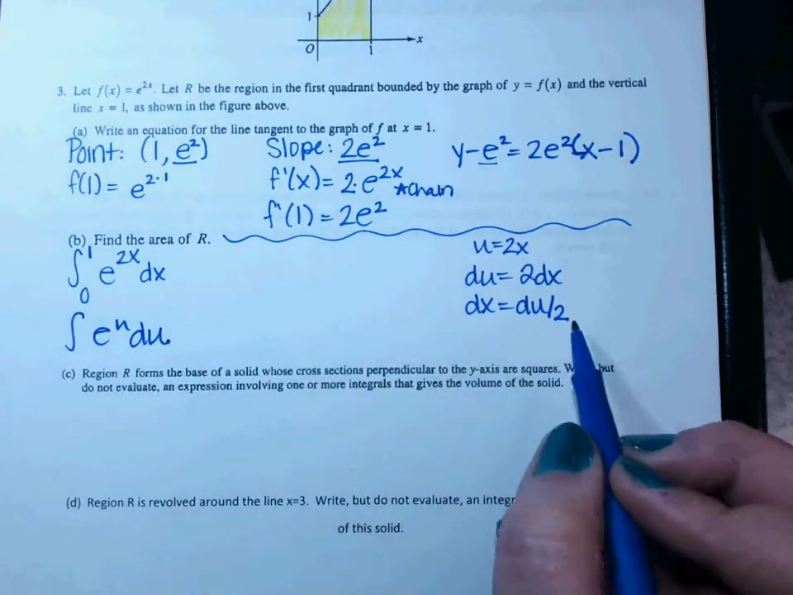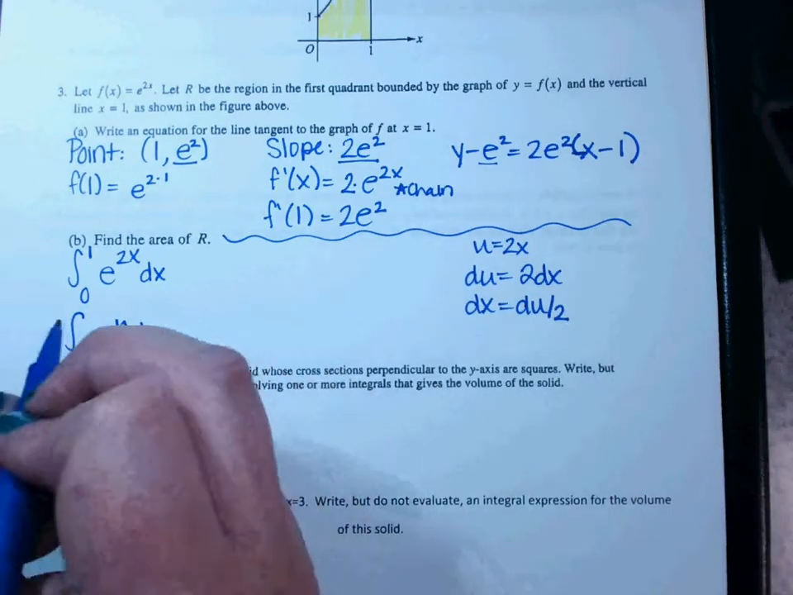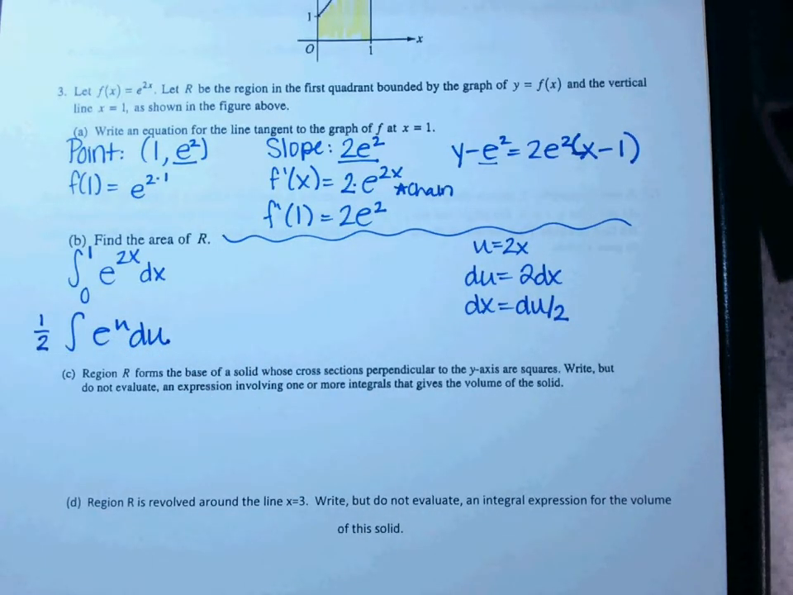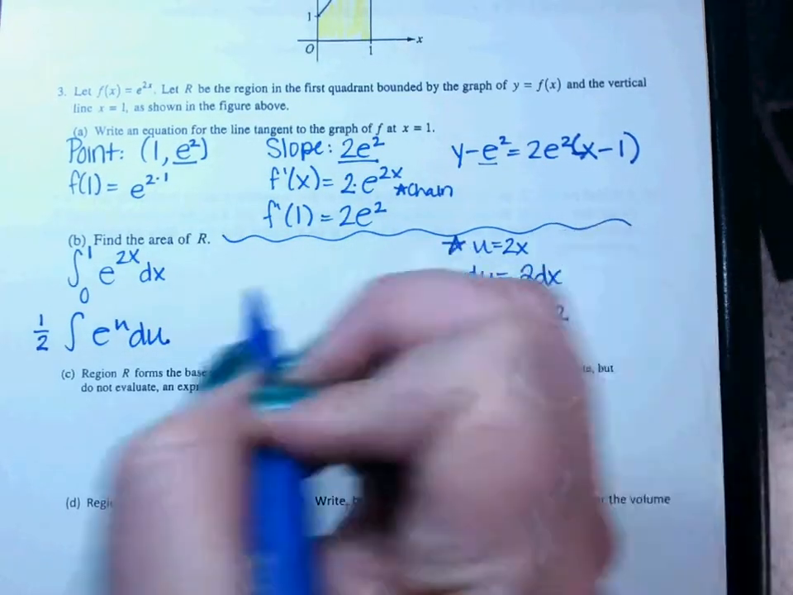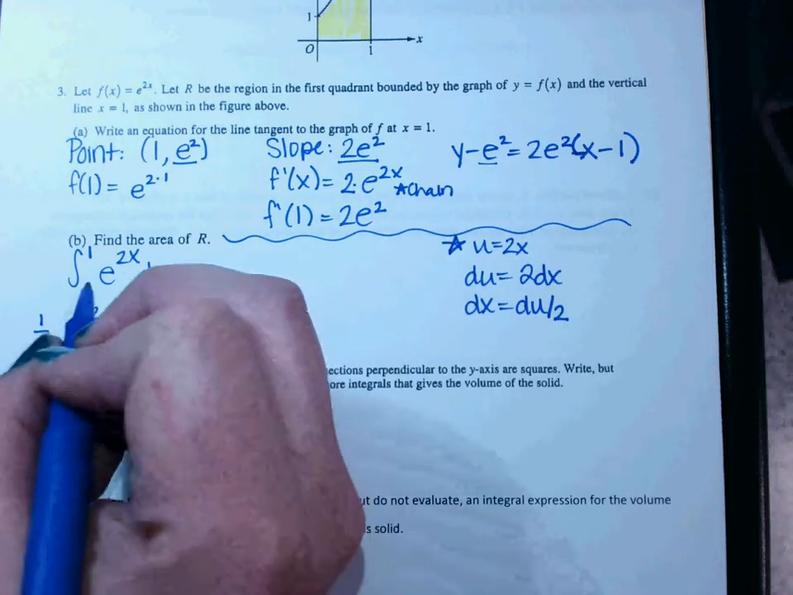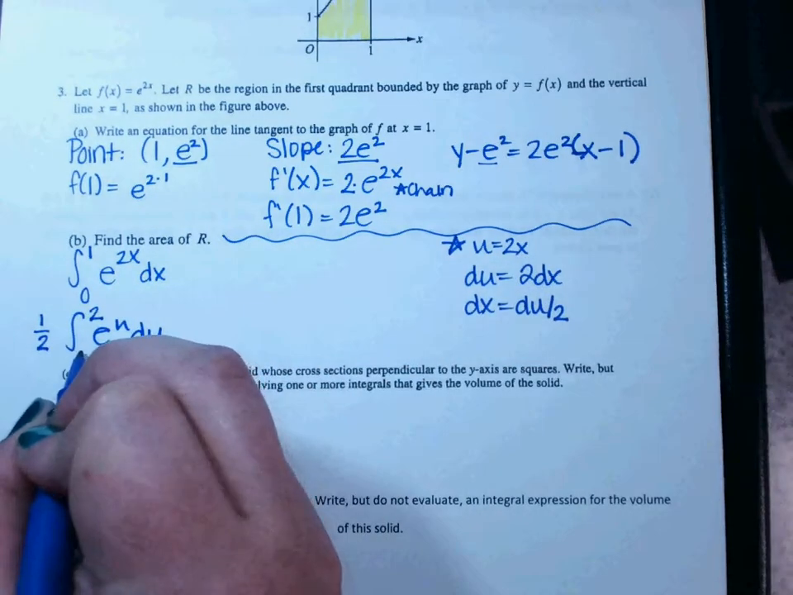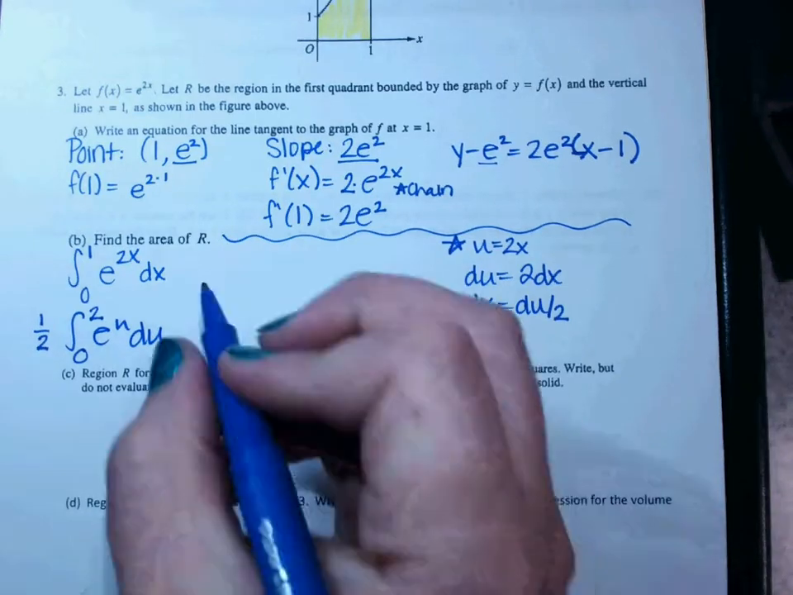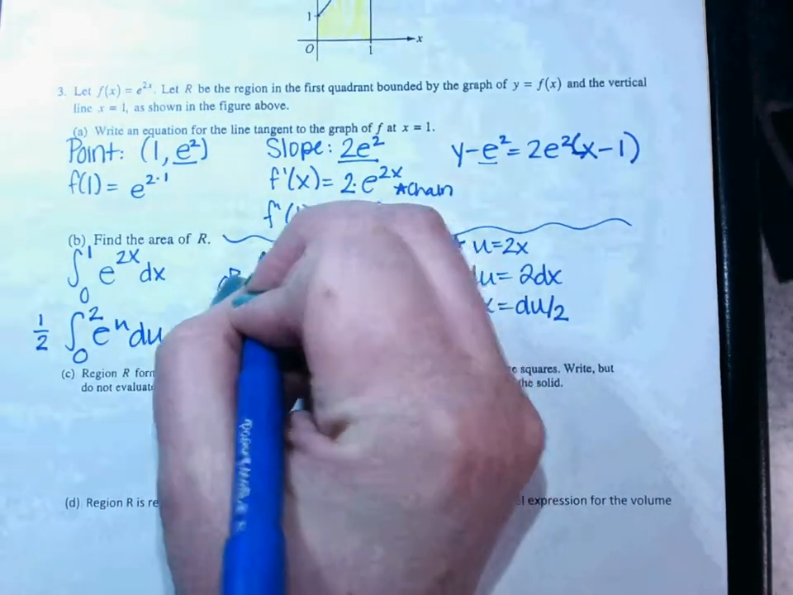So it'll be integral e to the u du. And then instead of putting my over 2 in the integral, I'm going to put a 1/2 in the front. Top endpoint was a 1. Plug into the 2x. Now it's a 2. Plug in 0. E to 0 times 2 is going to be still 0. And then what's the antiderivative of e to the u? E to the u. Still e to the u.